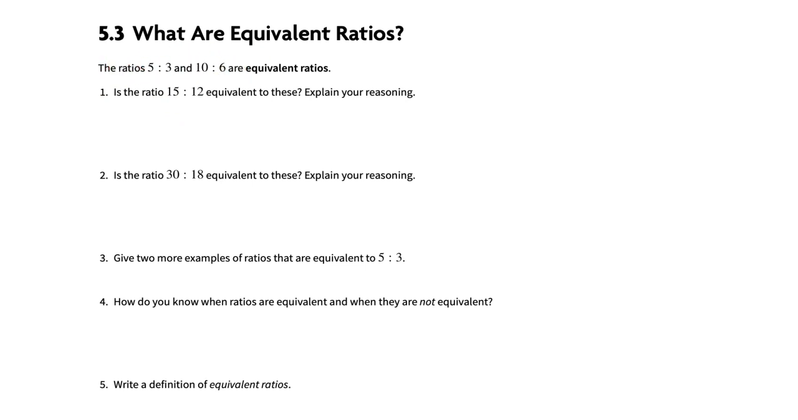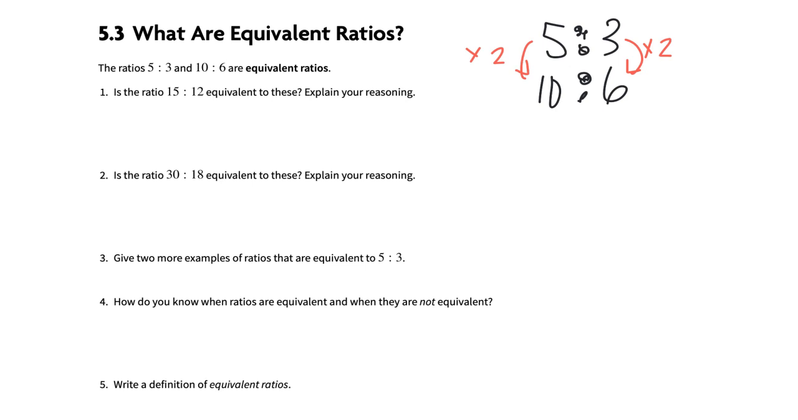So we're going to start with that 5 to 3, and then we've got the 10 to 6, all right? Good. And we know that those are equivalent. How do we know that they're equivalent? Because if you take the 5 and double it, and you take the 3 and double it, I'm multiplying by 2 in both cases. That means those two ratios are equivalent.